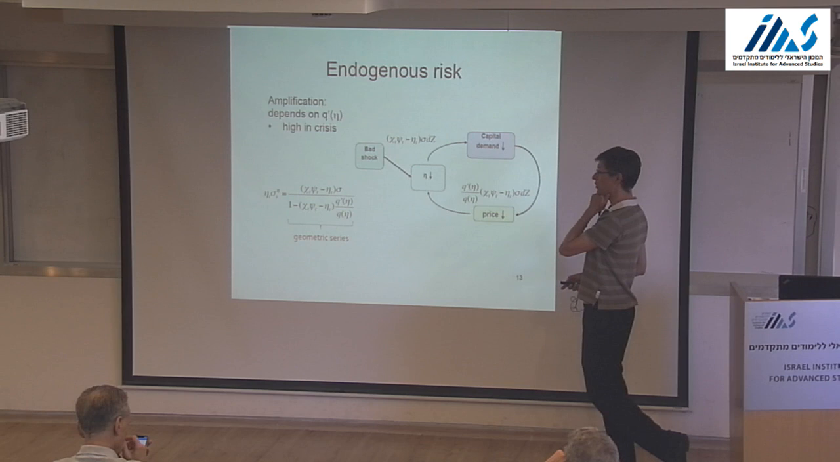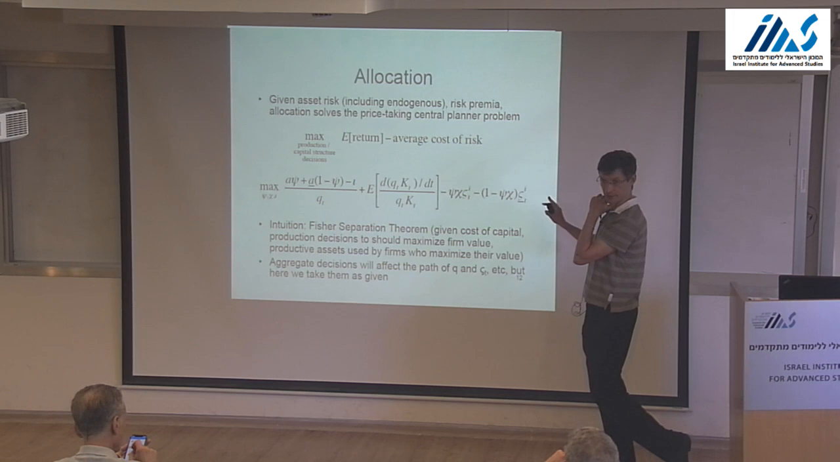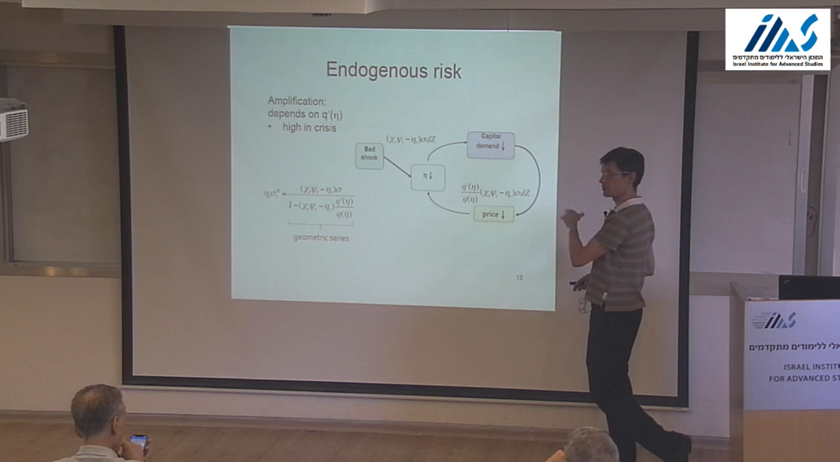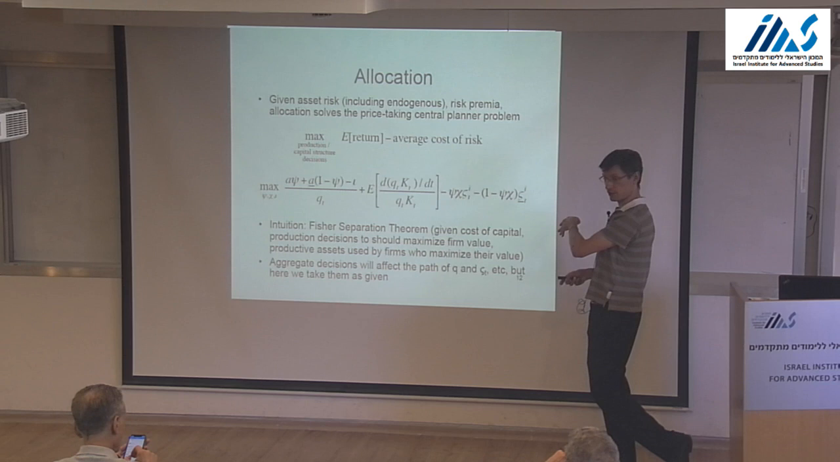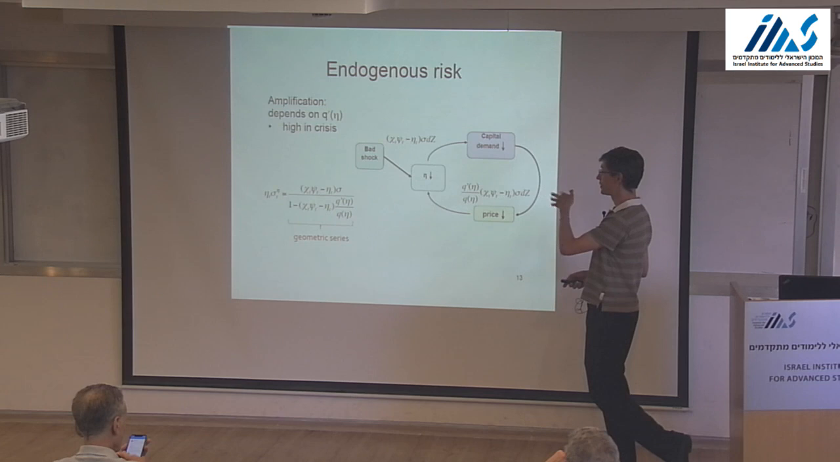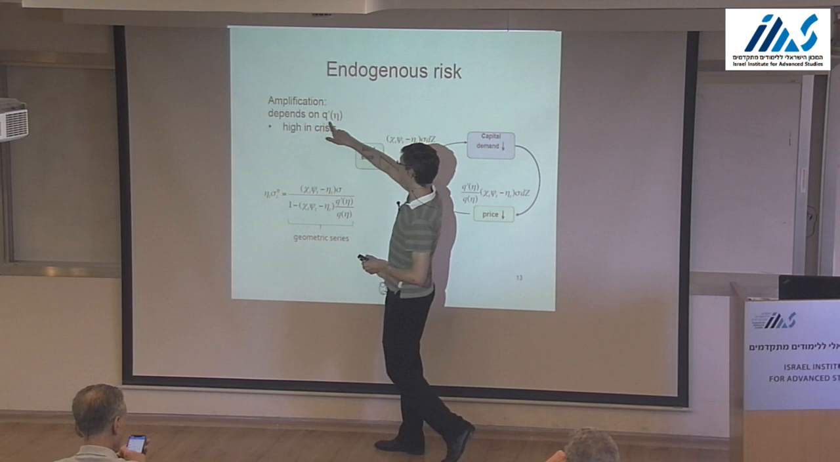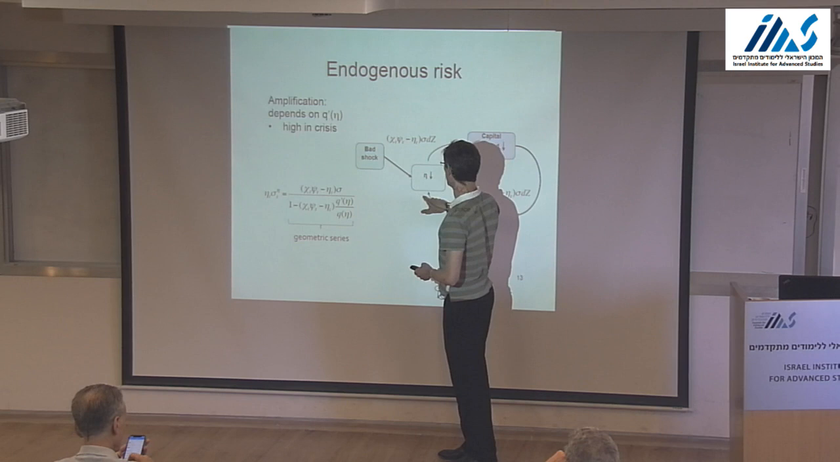In this static problem, the volatilities are taken as given, but they follow from these decisions, and they're going to be created by a feedback effect. The price of capital is sensitive to wealth distribution. So if a shock hits, then the shock is going to have a certain primary effect on the wealth share of experts.